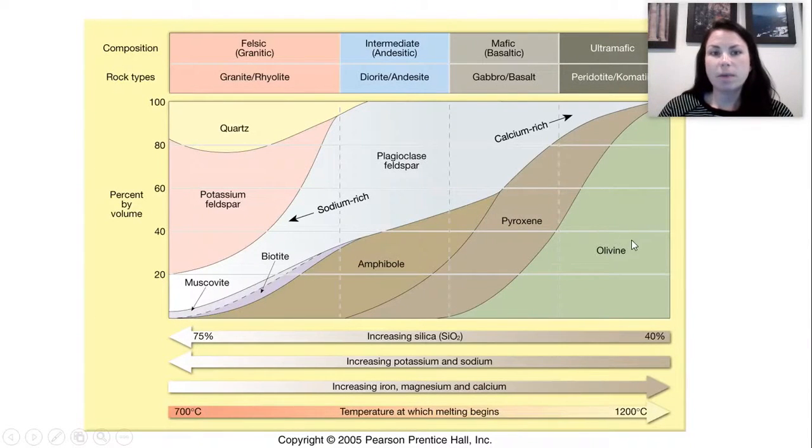And so here's that diagram just in a different way. So if you're referring to a different textbook, this might look familiar to you. Again, felsic rocks generally have more potassium feldspar and quartz minerals, and ultramafic is generally composed more of olivine and pyroxene. This chart also shows the difference in the temperature at which melting begins. So this is generally cooler, and these are generally hotter. There is more silica in felsic rocks than ultramafic rocks.